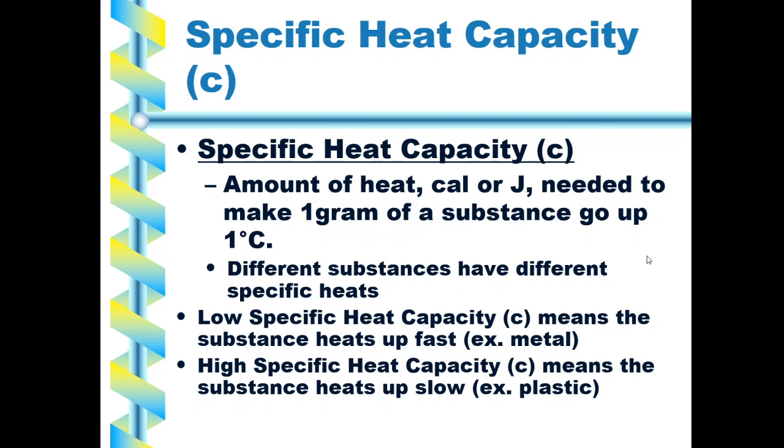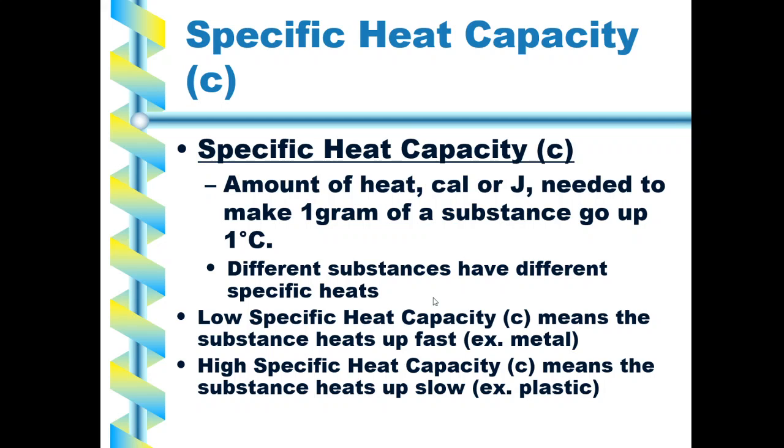So specific heat capacity, let's start off with that one a little bit, okay? It is the amount of heat, calories or joules, we are going to work here in just joules, needed to make 1 gram of a substance go up 1 degree Celsius, okay? And different substances have different specific heats. We'll play with those in class. We'll look at, again, ice melting on different surfaces and which one melted first and why, and so which has a higher specific heat and so forth, okay?